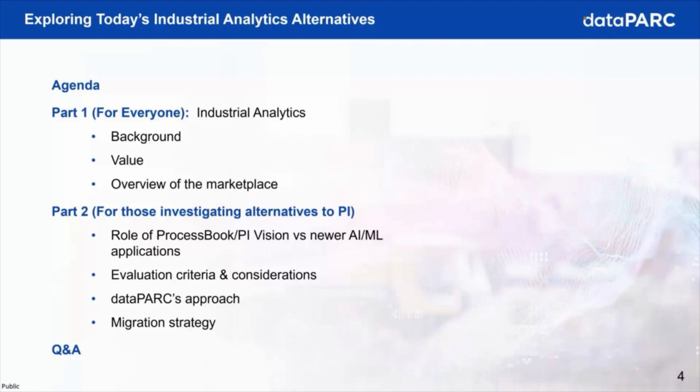We'll look at one way to approach the evaluation criteria and the considerations you should have as you're evaluating these alternatives. We'll talk about DataPark's approach to industrial analytics, where our background is, and what we see as important. And then one way to do migration and a strategy to have around it. Then we'll jump into some Q&A and make sure we get your questions answered.